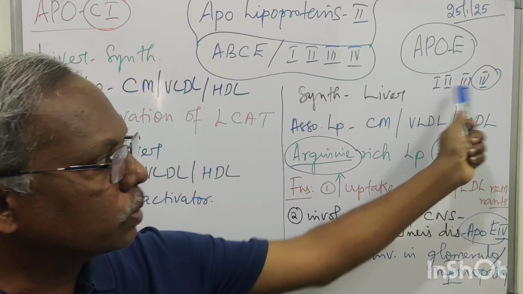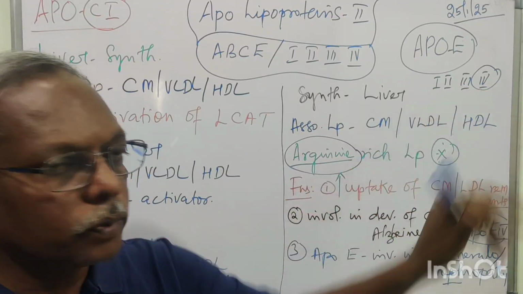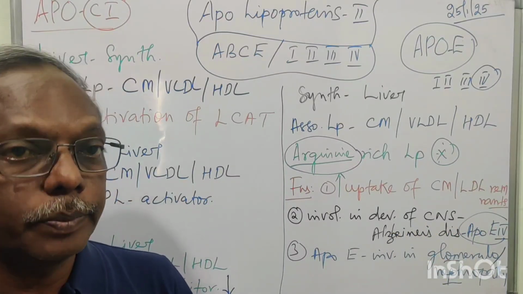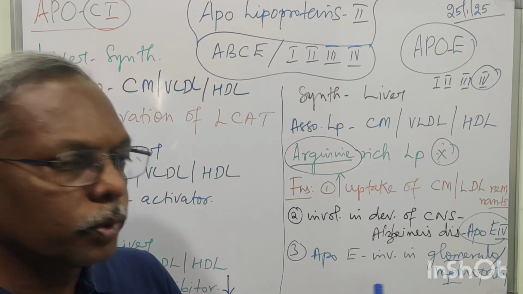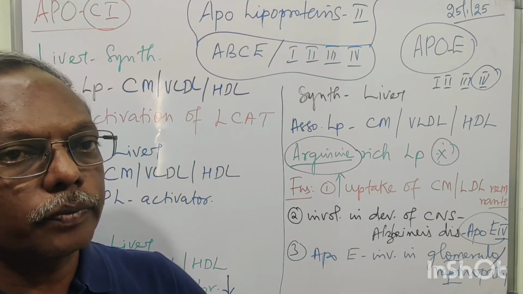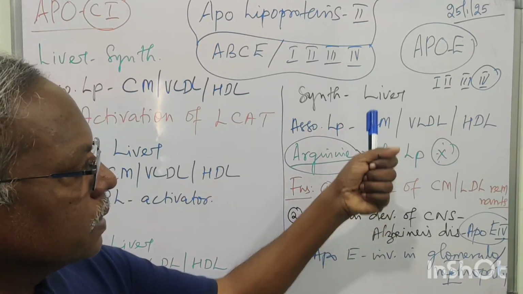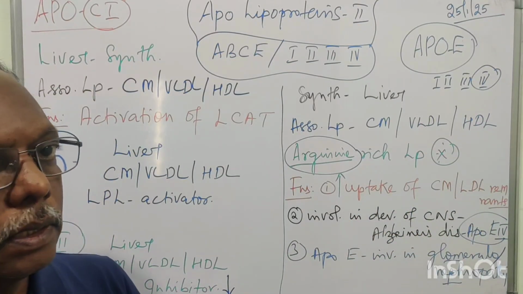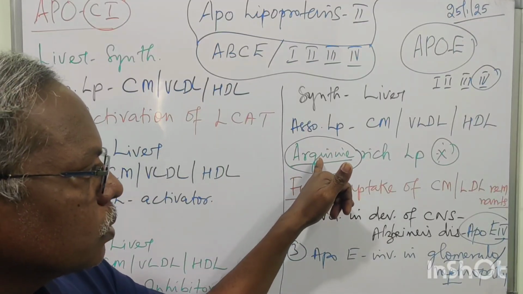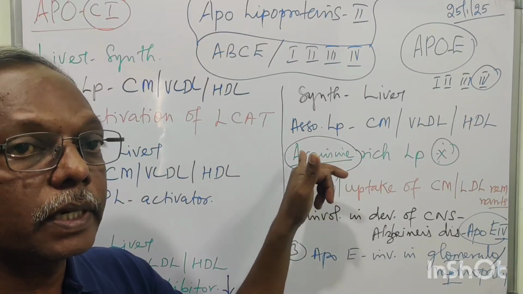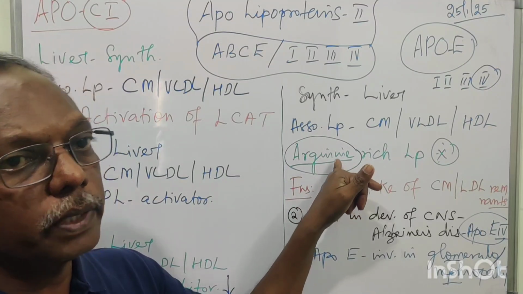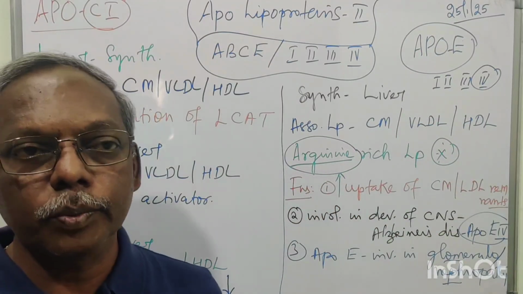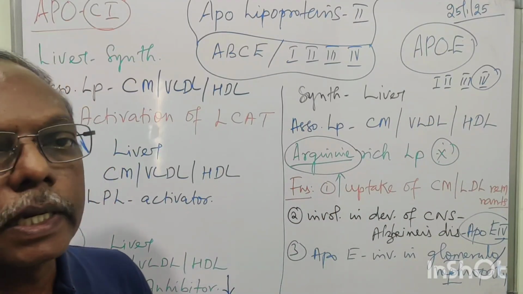Coming to E, we have four types, but the 3 is not significant. The fourth one is very, very important because it is involved in the development of the CNS disease, Alzheimer's. Very, very important MCQ. Generally, ApoE is also involved in kidney diseases like glomerulopathy and nephropathy. The main function of ApoE is to increase the uptake of chylomicron and LDL metabolism remnants. Receptors are for remnants. Another important question: this is the only apolipoprotein which is rich in the amino acid arginine, very, very important MCQ. And it is synthesized again from liver. Associated lipoproteins are again chylomicron, VLDL and HDL.